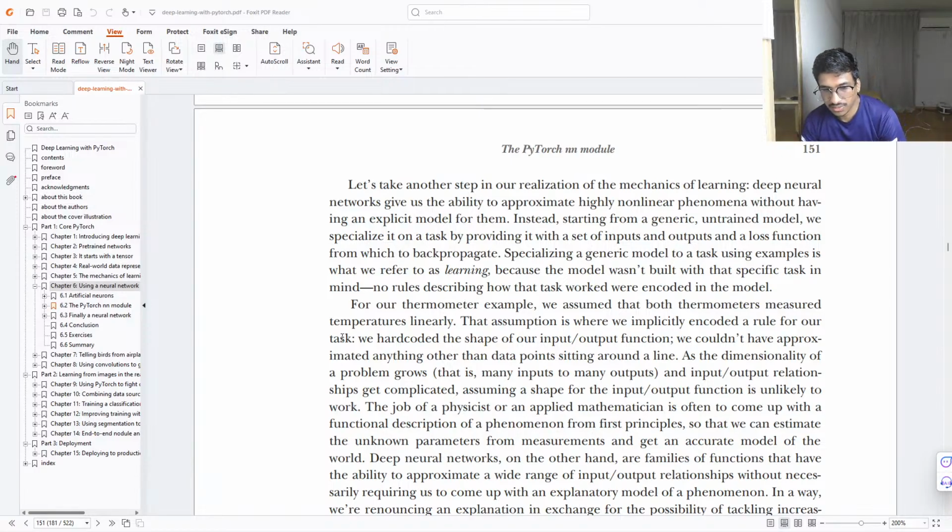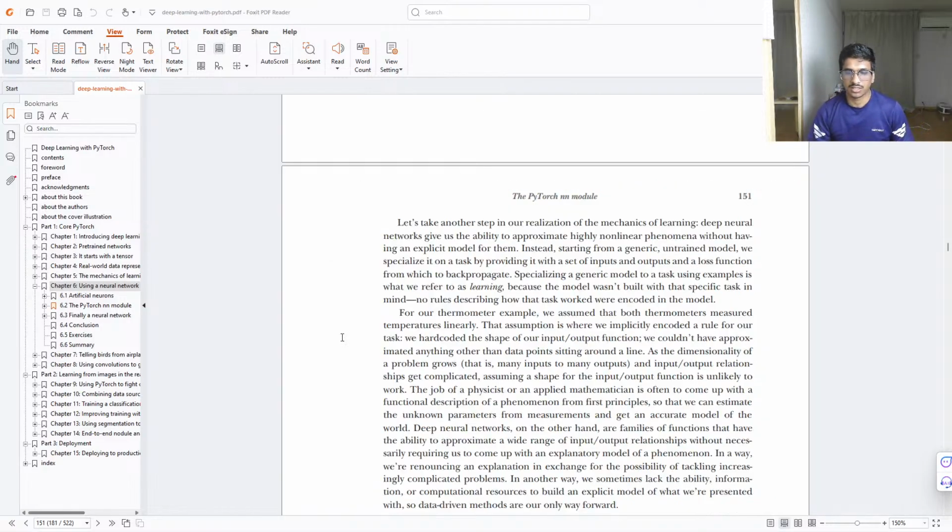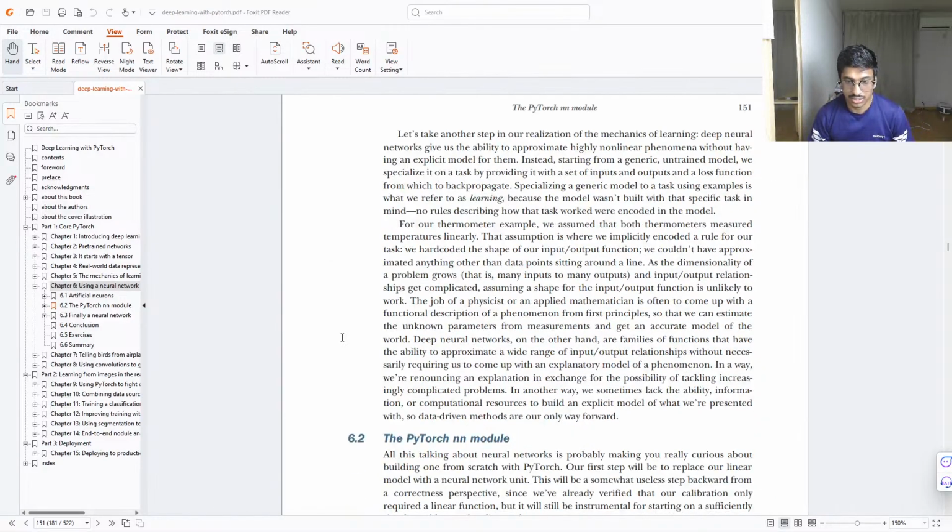As the dimensionality of a problem grows, that is, many inputs to many outputs, the input-output relationship gets complicated. Assuming a shape of an input-output function is unlikely to work. The job of a physicist or an applied mathematician is often to come up with a functional description of a phenomenon from first principles, so that we can estimate the unknown parameters from measurements and get an accurate model of the world.